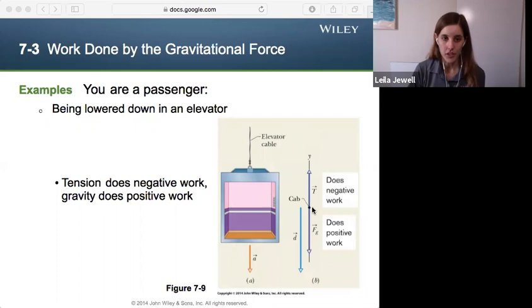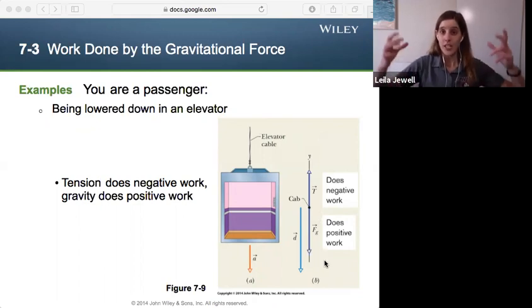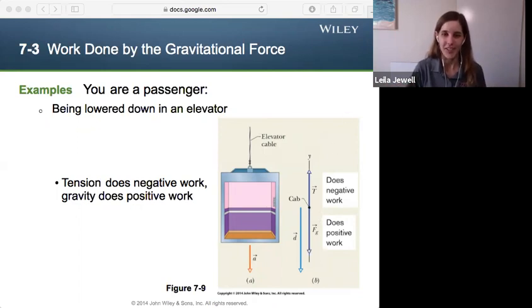So here it's focused on the elevator cab. So it says tension does negative work. The force of gravity does positive work. In other words, the force of gravity is helping you move down while the tension is supporting the elevator so that you do not move down too quickly, which is a good thing. We were very glad for elevator cables when we were in an elevator. So we'll wrap up the section right there.